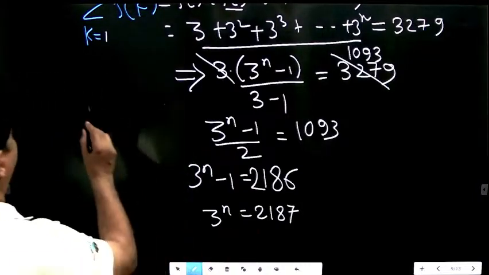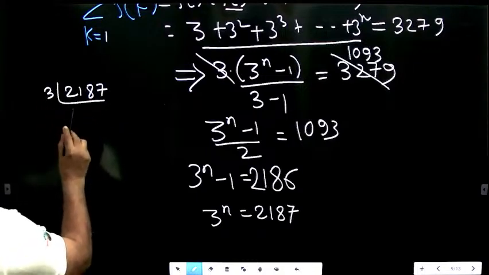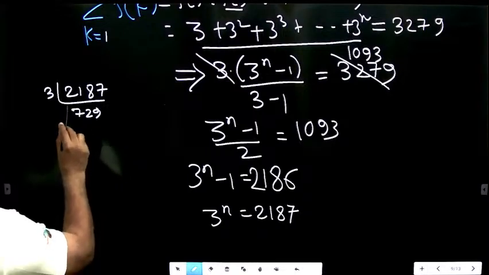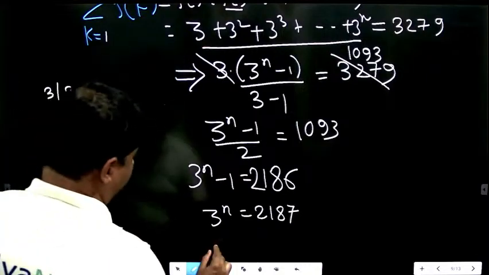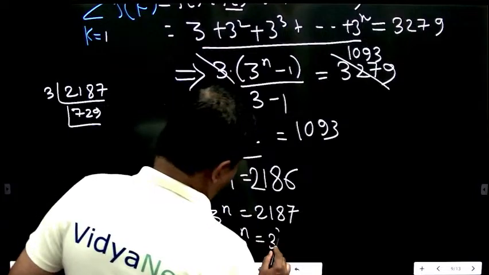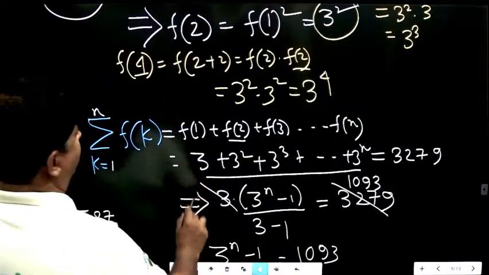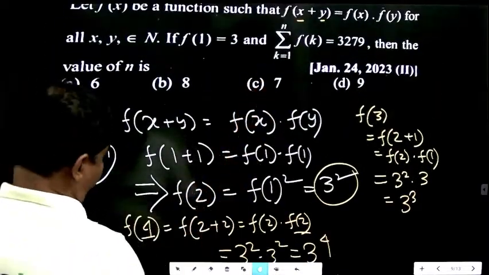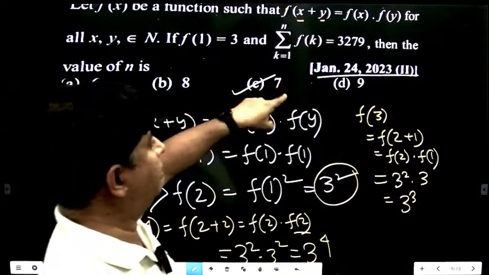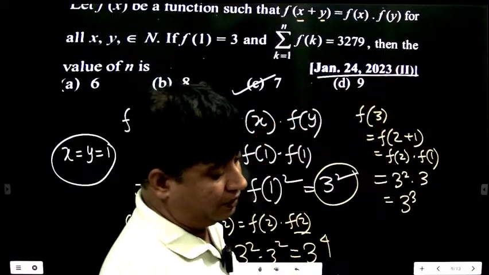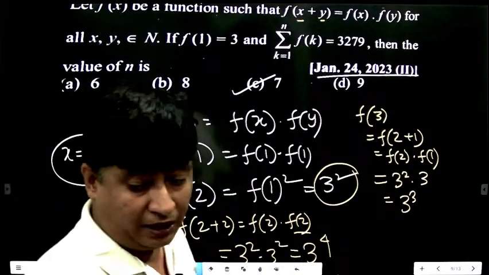Is it any power of 3? Let's see. 3, 9, 27, 81, 243, 729, 2187. So it will be 3 to the power 7, n is equal to 7. Now let us see what is asked to find: n. So a board level sum came in 2023, January 24, second semester. Not so tough. Joint entrance is not out of grip if you concentrate and consume knowledge.